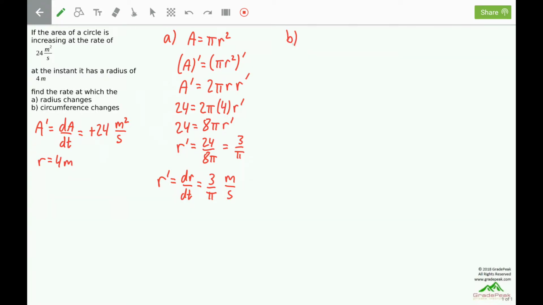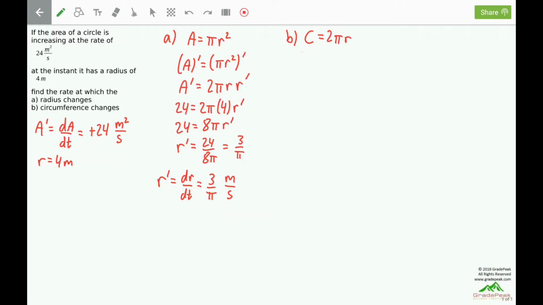For part B, we want to find how the circumference changes. We now have the rate of the area as well as the radius, so we can relate the circumference to either of those two. It'll be simpler to relate it to the radius because the circumference has a simple relation to the radius. It's 2 pi r. There's the related variables equation.